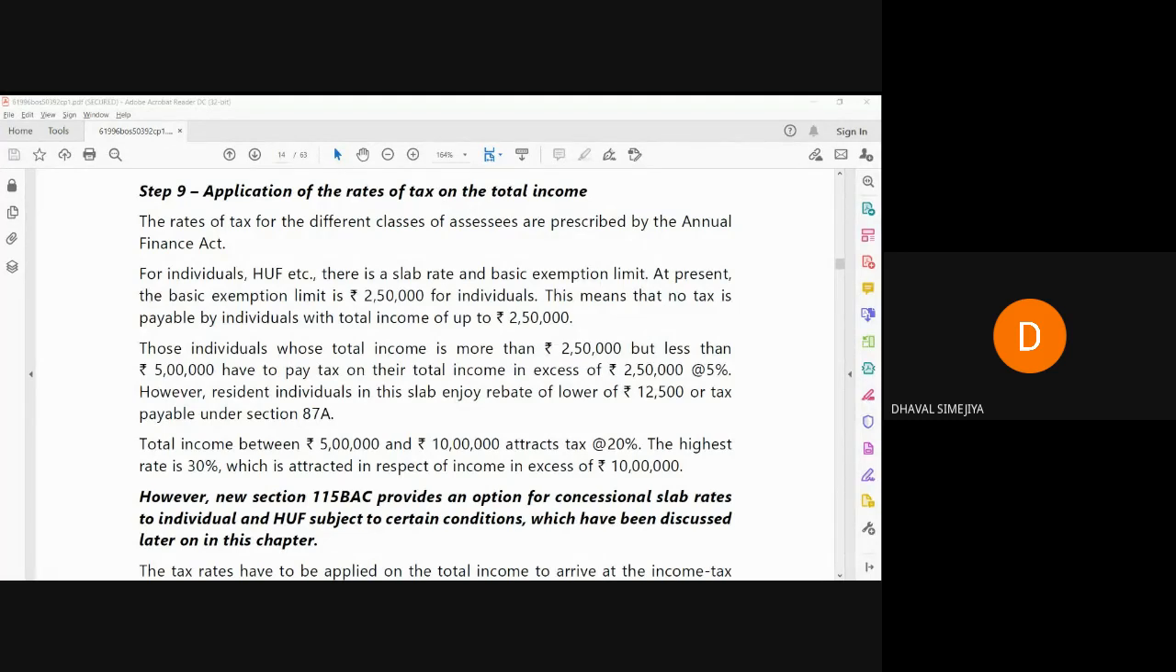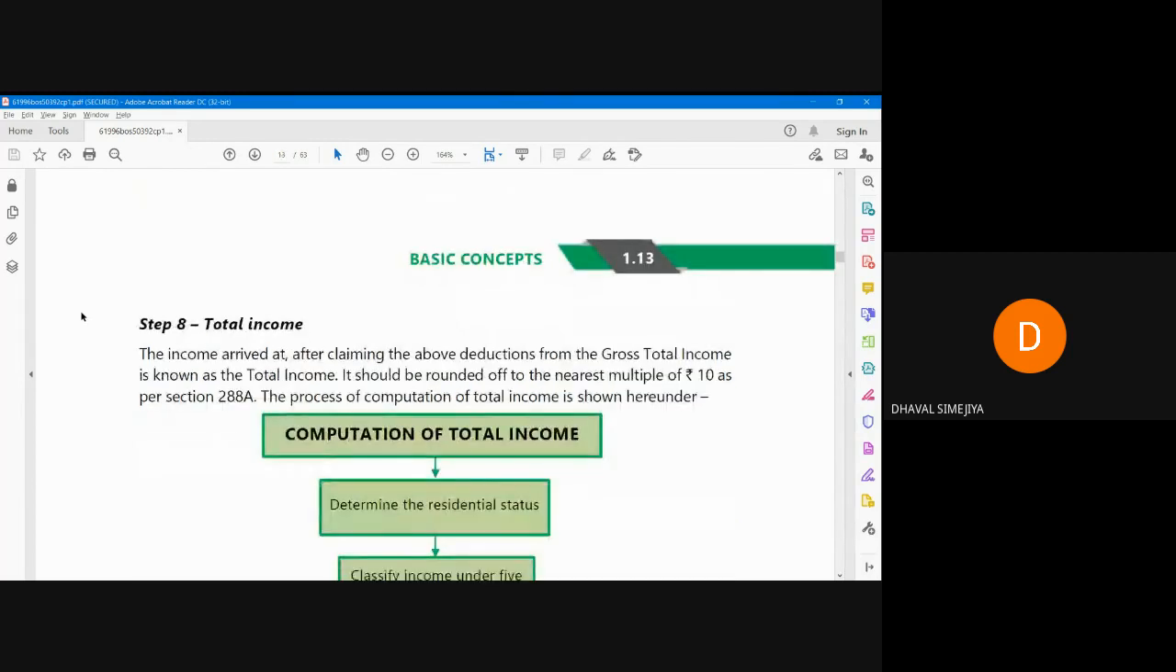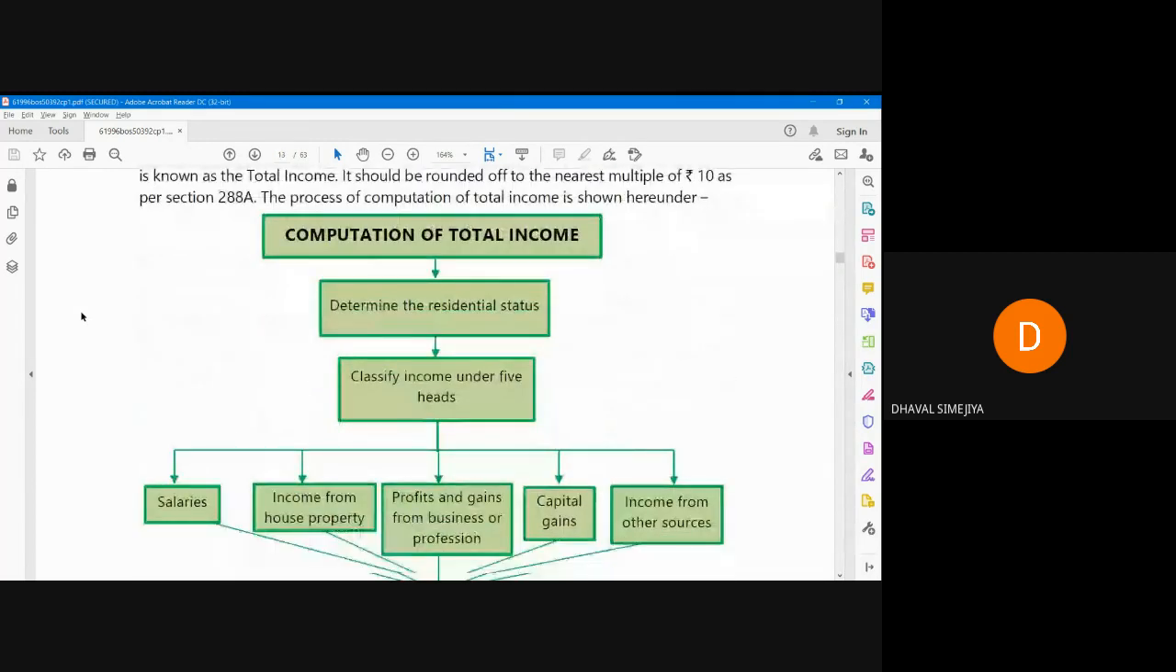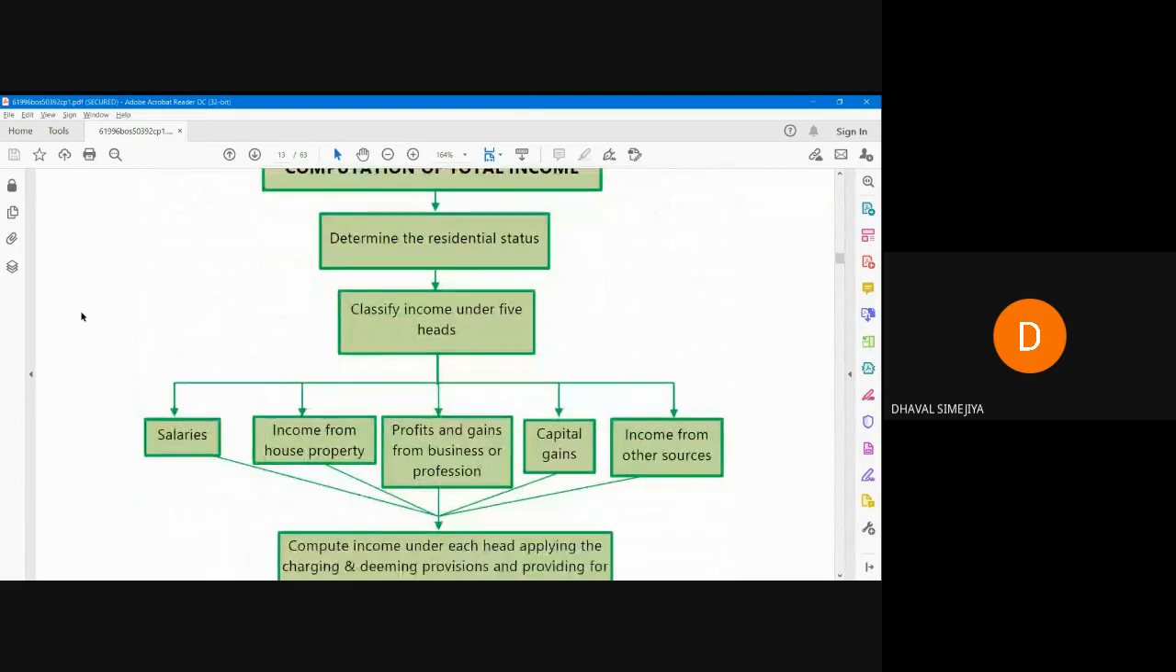Now let's begin with income tax. Ready, all of you? So, in the last lecture, we have seen various steps. Computation of total income. First of all, we will determine residential status.